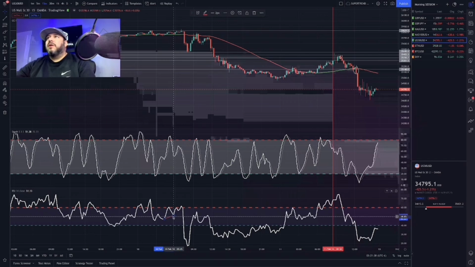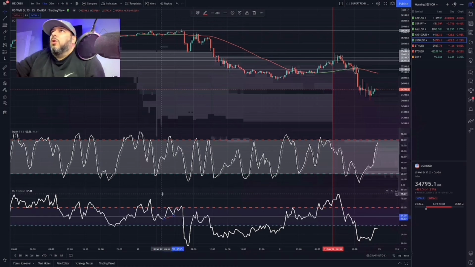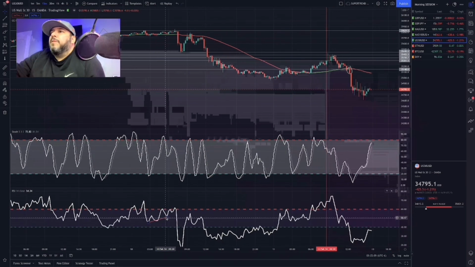Actually no, that's not a divergence, because she made a higher high. I'm sorry, a lower high. So this was a lower low, made a lower high. So right here is the divergence. Not a huge divergence, but something.